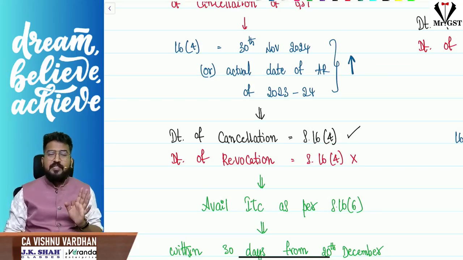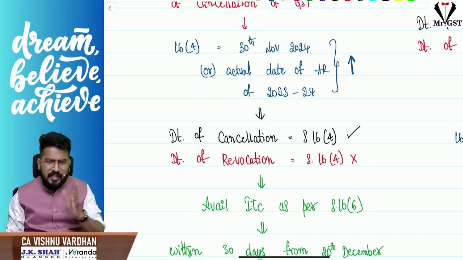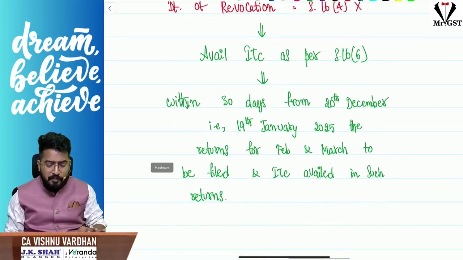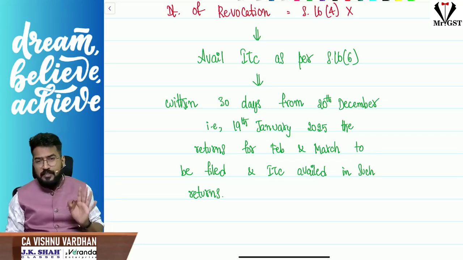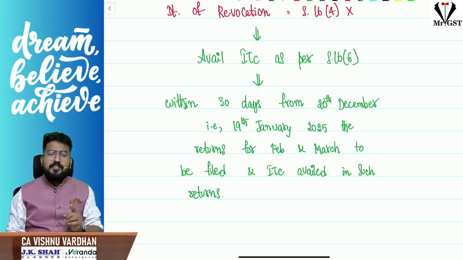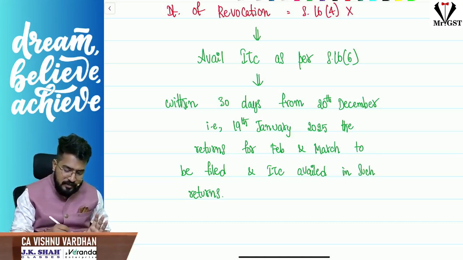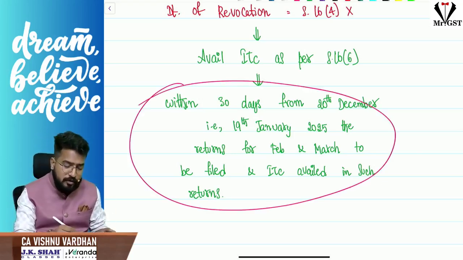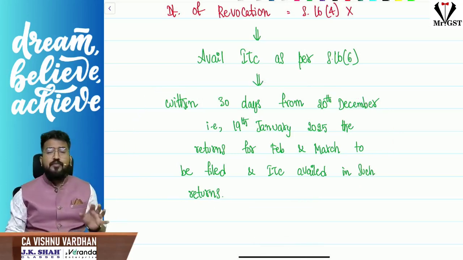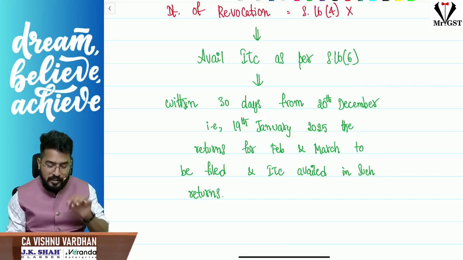But now you cancelled my registration, and at the time of revocation the time limit under Section 16(4) is over. So for the Feb and March months, what should I do? You can take ITC by filing the Feb and March returns within 30 days from the date of revocation. The revocation is granted on 20th December, so 30 days from that is 19th January 2025. Before that, by filing the returns of Feb and March, I can take ITC of Feb and March 2024, even though the Section 16(4) time limit is expired, I can go with Section 16(6). Okay, that is the point.